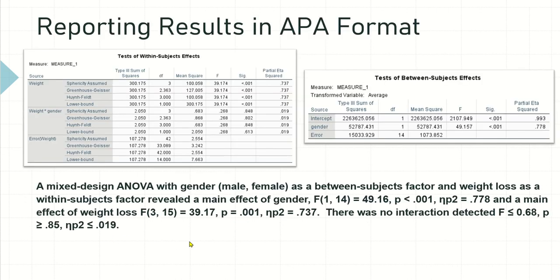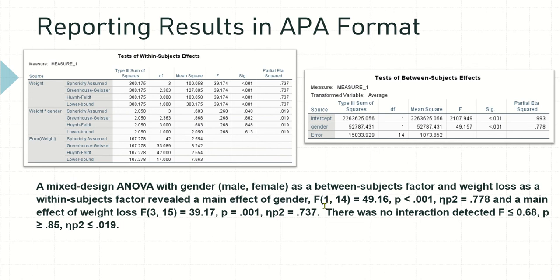And the way you would report this type of test is maybe something like this: a mixed design ANOVA with gender as a between subjects factor and weight loss as a within subjects factor revealed a main effect of gender. And then you report the F test, right? And here you would find it, and this is just copied from that outcome, and you would report the F, right? With the degrees of freedom.